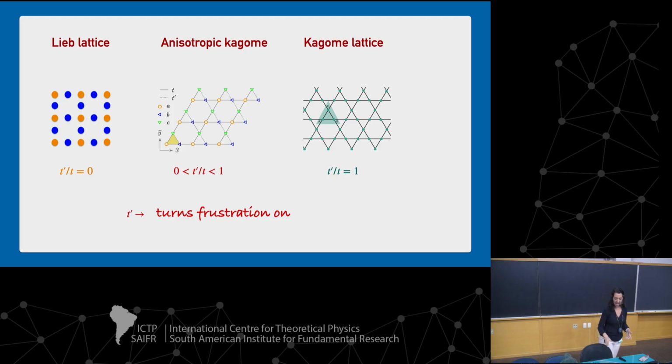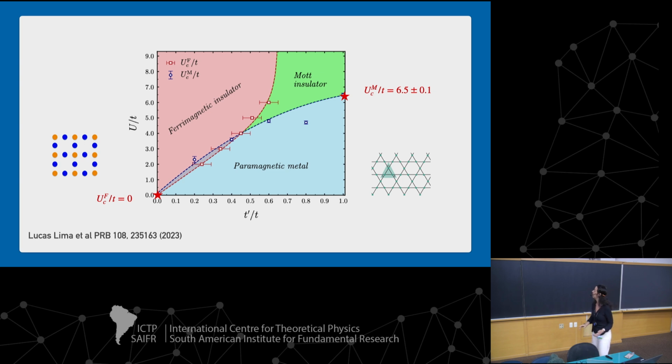But more than that, we know that the Lieb lattice has a ferrimagnetic ground state, and in the Kagome lattice, it's not so clear what happens to the magnetism. And we did a study two years ago, similarly to what was done from the square to the triangular, from the Lieb to the Kagome lattice. And what we see, different phases here.